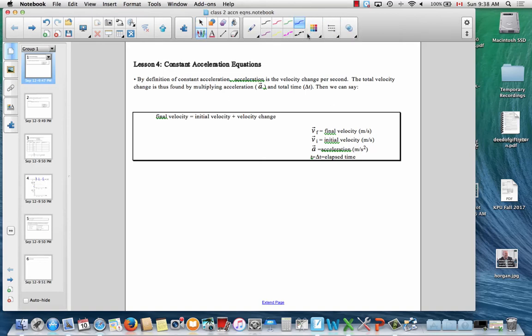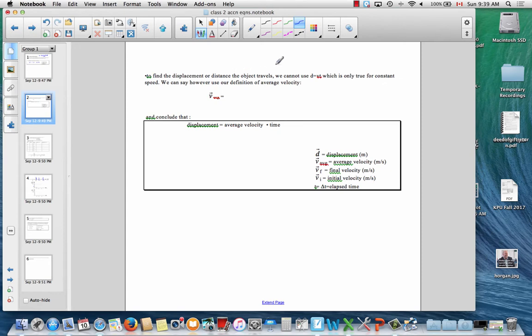Okay, our next class, we're going to do calculations with acceleration. Now, by definition, as we've seen, acceleration is the velocity change per second. So, if you want to find the velocity, then you can first find the change in velocity by multiplying acceleration by elapsed time. And then that'll be the velocity change, so you would add what the initial velocity was to the change in order to find the final. So this is the first constant acceleration equation. This is how we calculate velocity when we're accelerating.